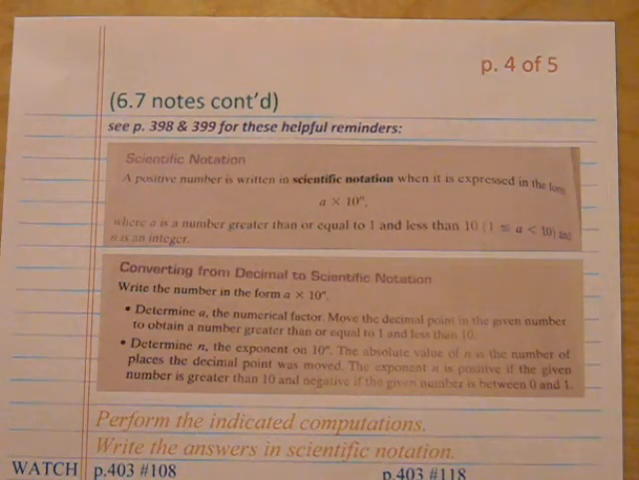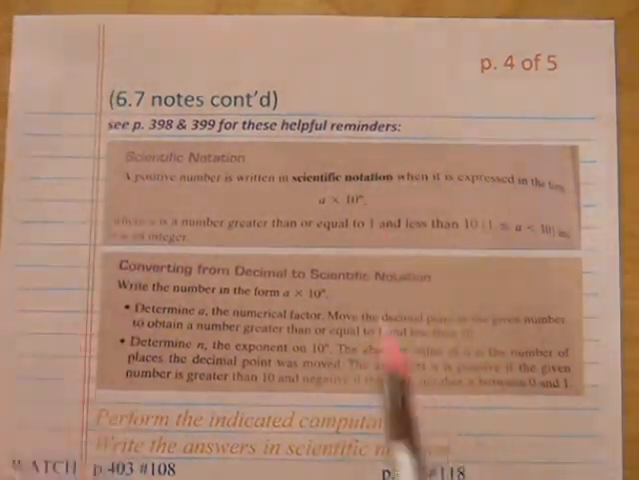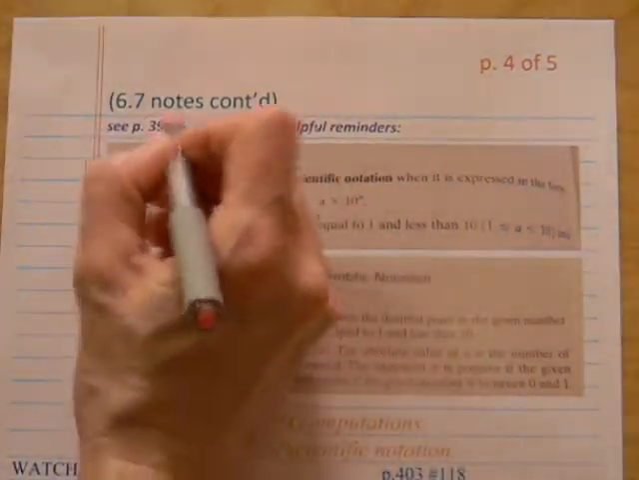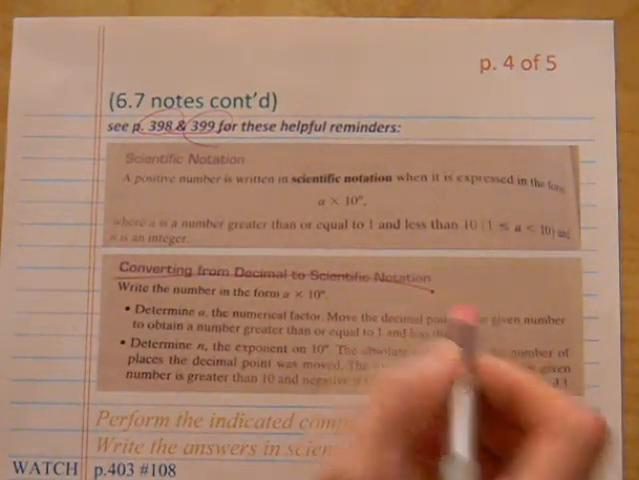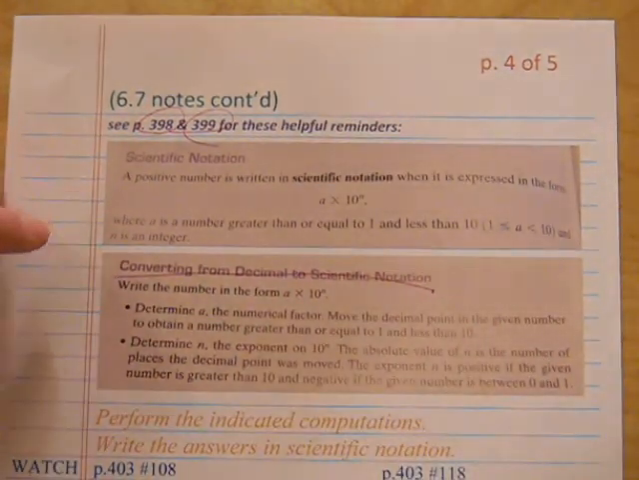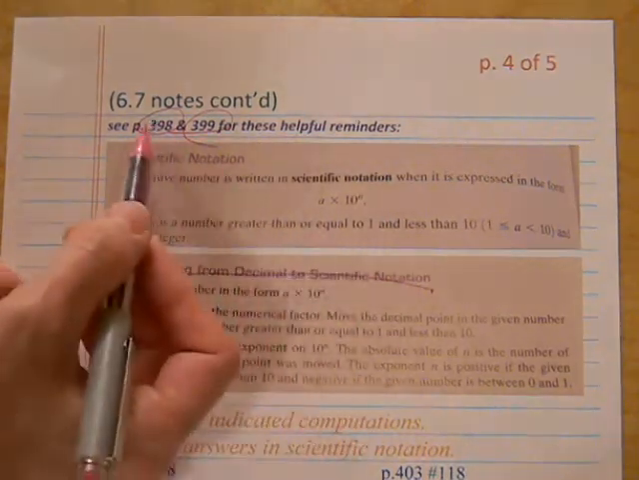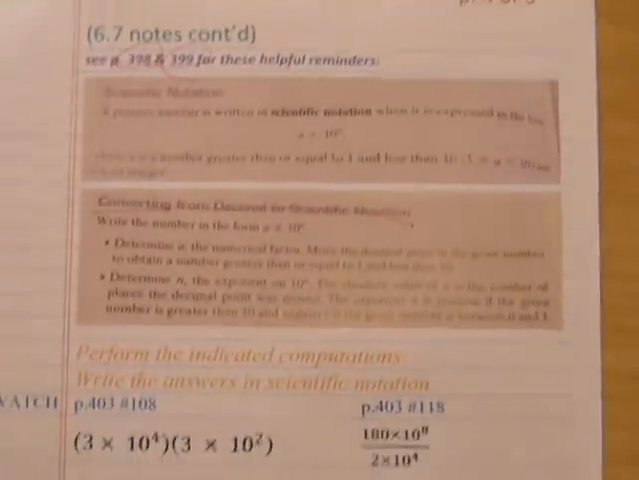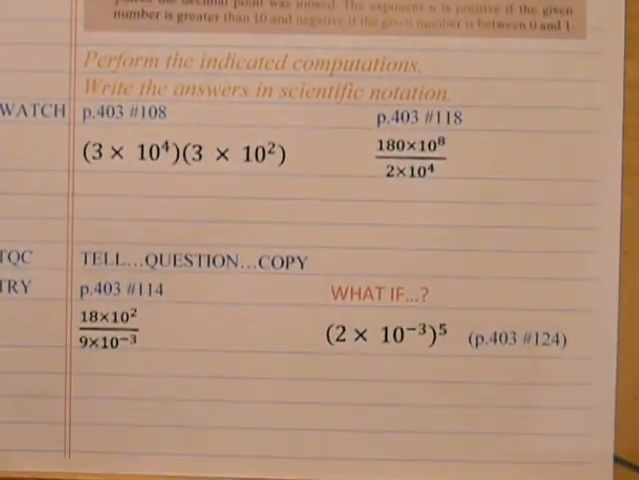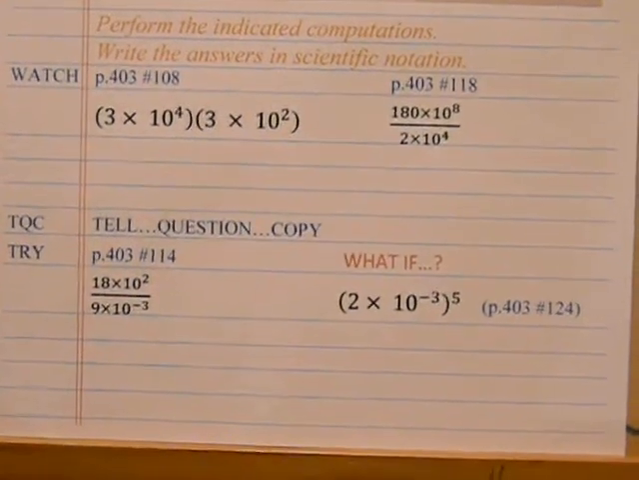Page 4 of 6.7 begins with just a verbal reminder of what it means to be in scientific notation, and then how to convert from decimal to scientific notation and back and forth. You'll find these on pages 398 and 399. And we'll just move to the bottom of the page to go ahead and finish off this video. We'll do one page and one video.